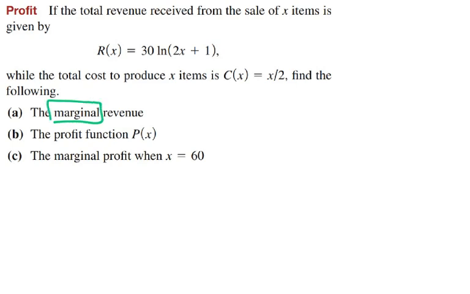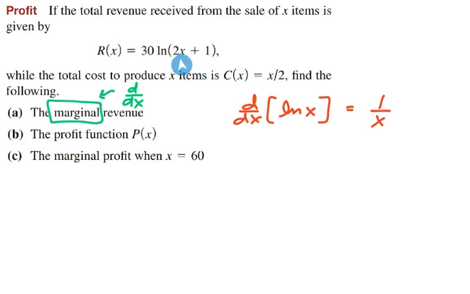When we see that word marginal, that means we're going to differentiate. In this case, we're going to differentiate with respect to x, our independent variable. Now, we're going to be taking the derivative of a natural log, and what we know is that the derivative with respect to x of ln x is going to be 1 over that argument x. Now, in this situation, the derivative of this natural log is not just an x value. We have a composition here.